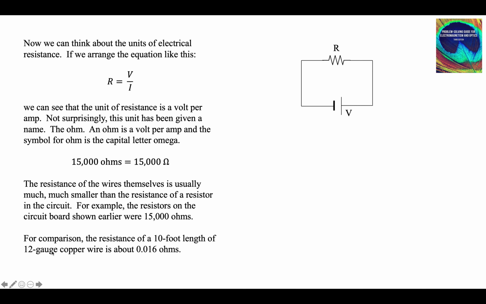If you have a 10-foot length of 12-gauge copper wire, it has a resistance of 0.016 ohms. So we don't really include the resistance of the wires in the circuit because it's so small. Virtually all of the resistance is in the resistor.